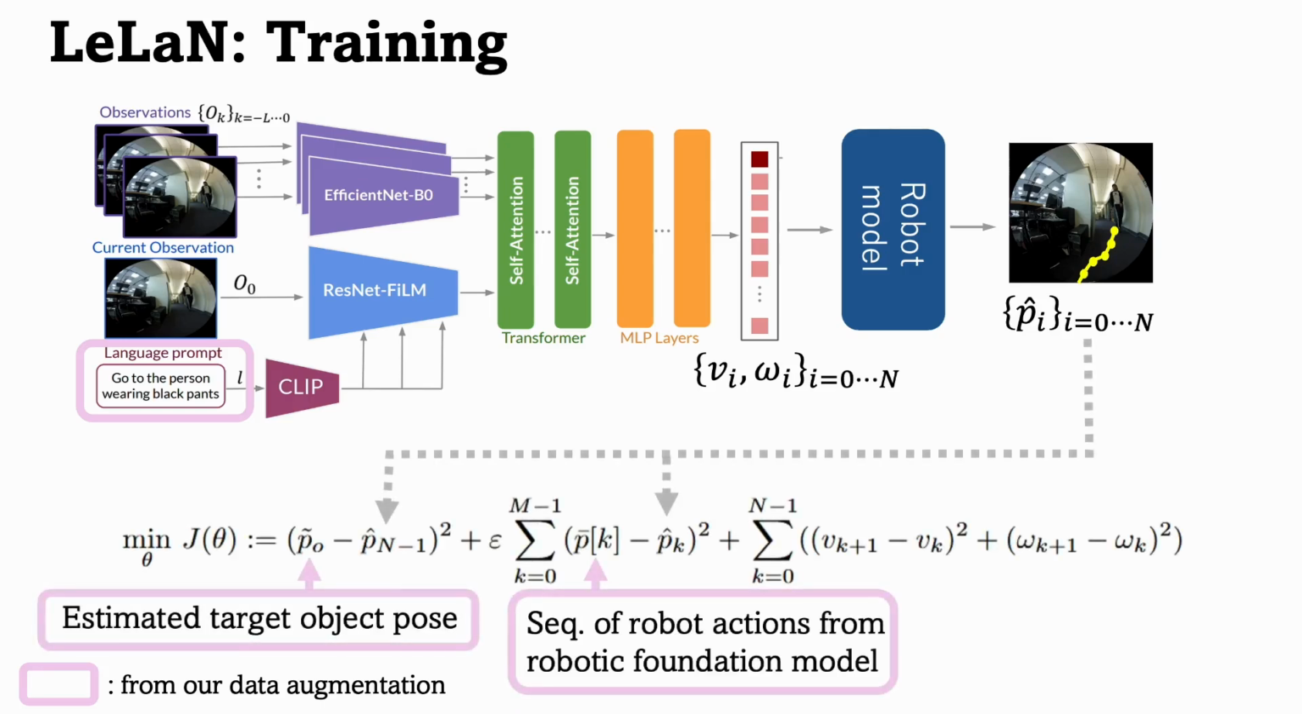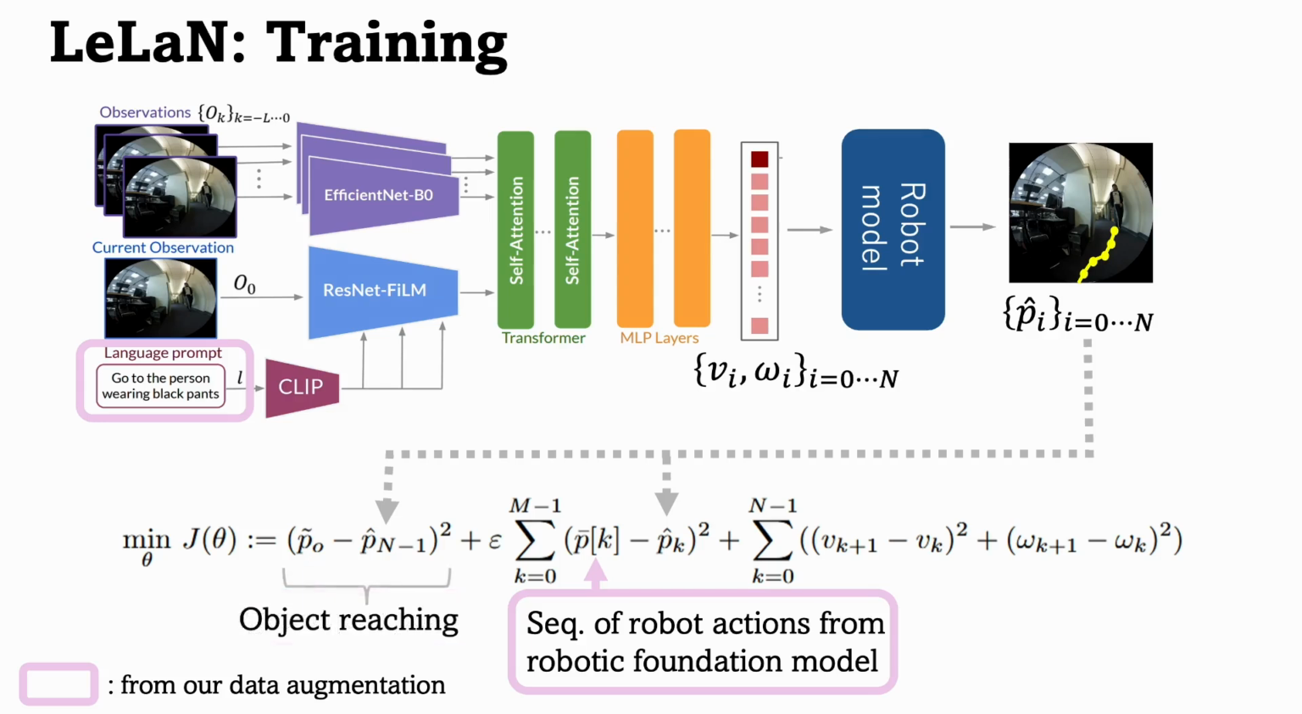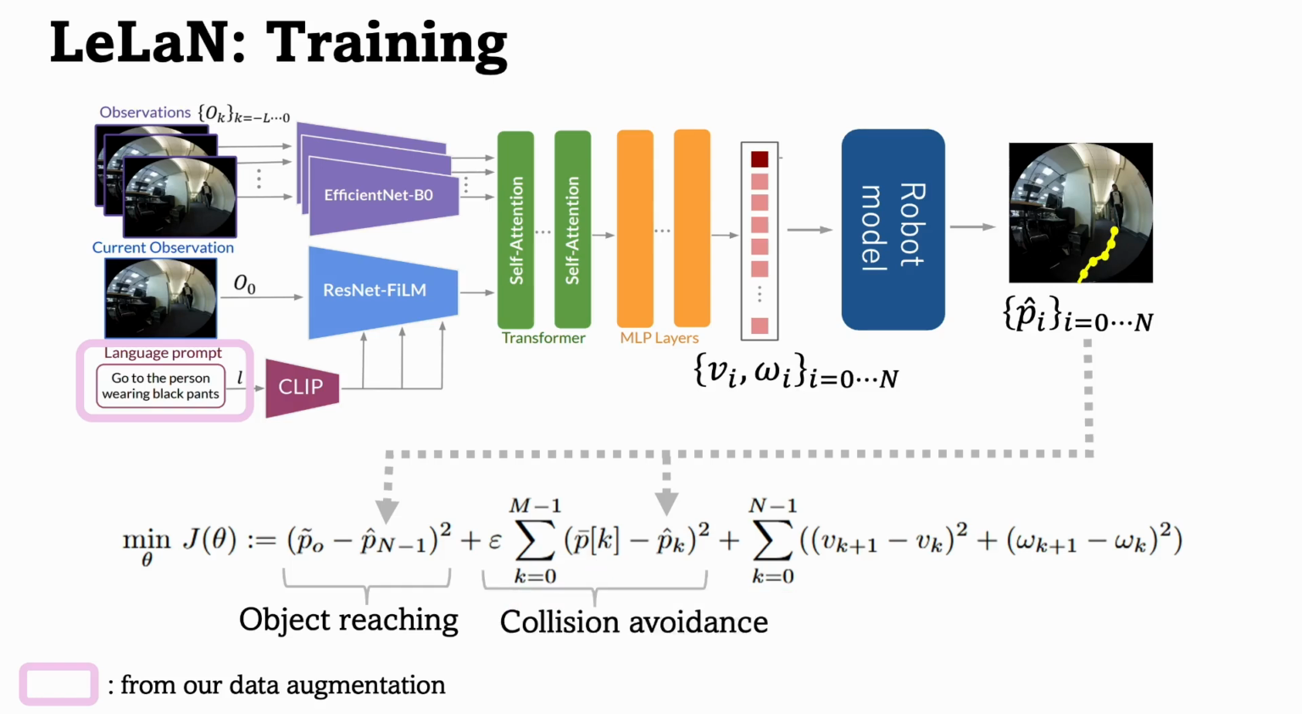To train our policy, we calculate an objective that consists of the mean squared error between the estimated target object pose and virtual robot pose for object reaching, and the mean squared error between the robot actions from the foundation model and the virtual robot poses for collision avoidance. In addition, we penalize any discontinuities in the velocity commands to encourage smooth motion. We then train our policy to minimize the total objective via backpropagation.